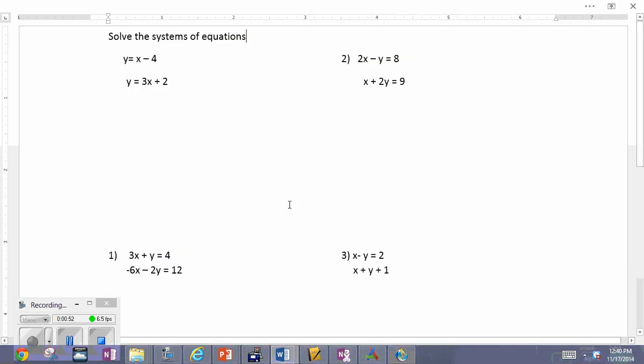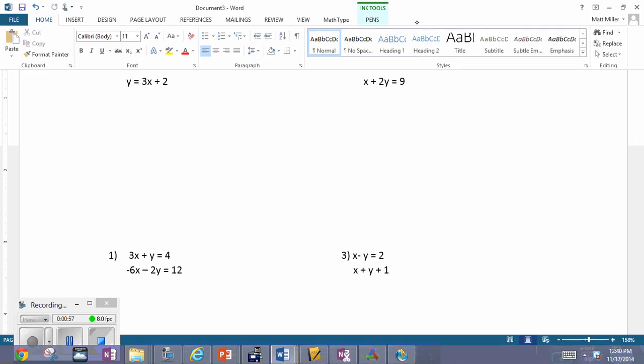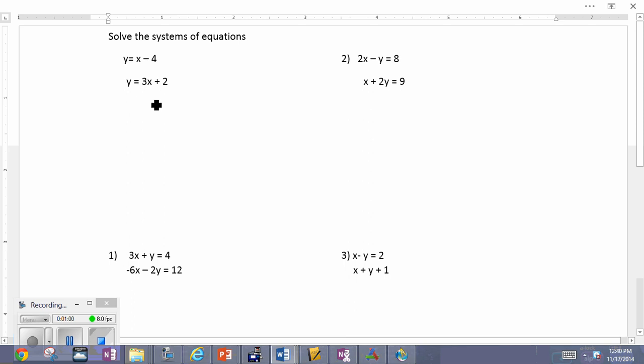So we go back. We're going to use what's called a substitution method here for this one because it's what works easiest on this. So in other words here, since y is equal to x minus 4 and y is also equal to 3x plus 2, I can set them equal. That is, I can say 3x plus 2 is equal to x minus 4. And now I can solve. I can subtract x. That gives me 2x plus 2 equals -4.